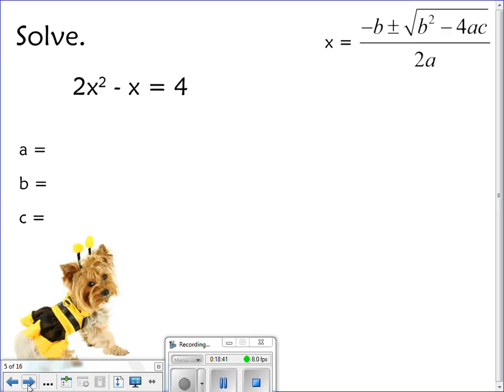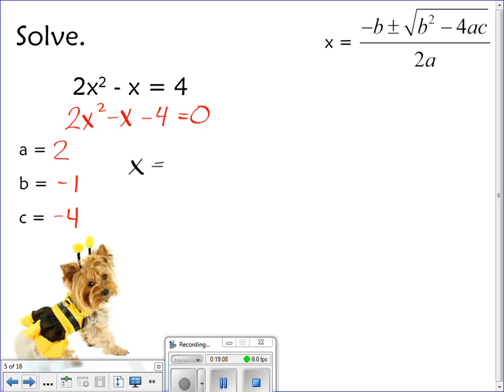Guys, what's my first step? Good, 4 to the other side. 2x squared minus x minus 4 equals 0. Okay, what's your a value? B? -1. Don't forget the signs. And C? -4. Good.